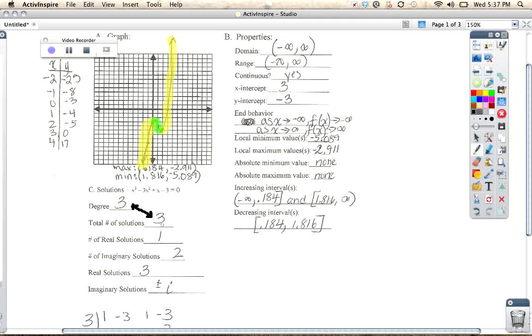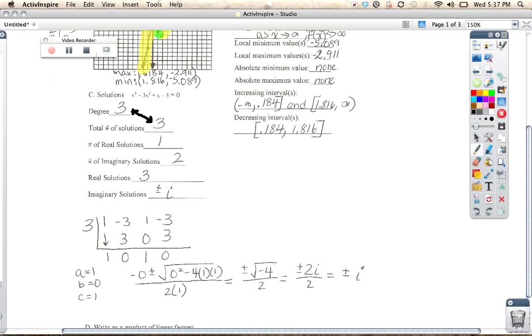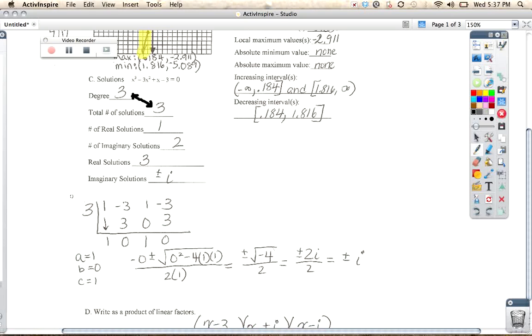What is the real solution? The real solution is actually 3 here because it crosses the x-axis at 3. So your real solution is 3. So now to find the other solutions, I'm going to have to divide 3 out using synthetic division. Here's my synthetic division right here. Done that many times. Then I'm left with 1, 0, and 1 for a equals 1, b equals 0, c equals 1. Plug it into the quadratic formula.